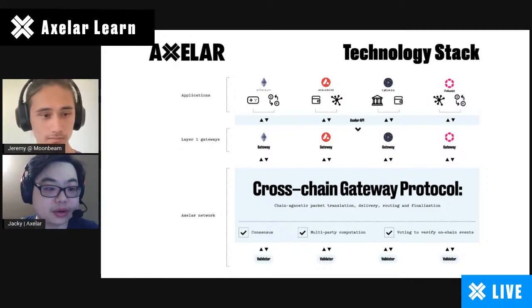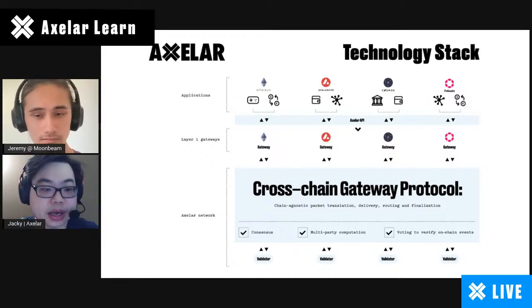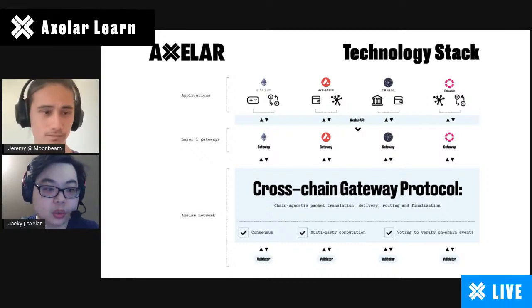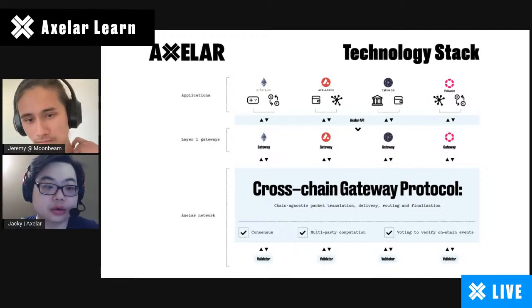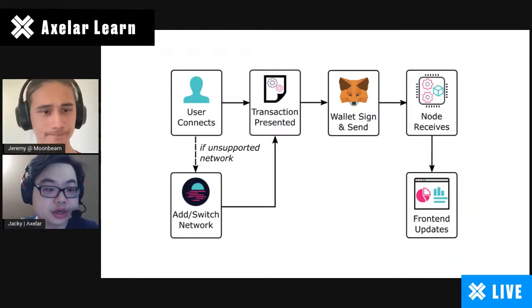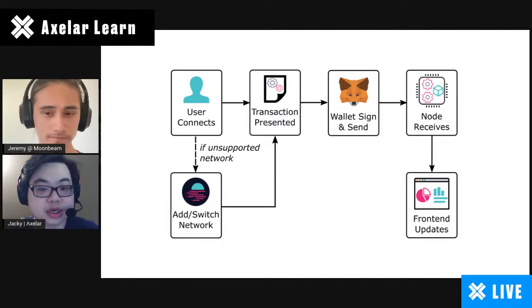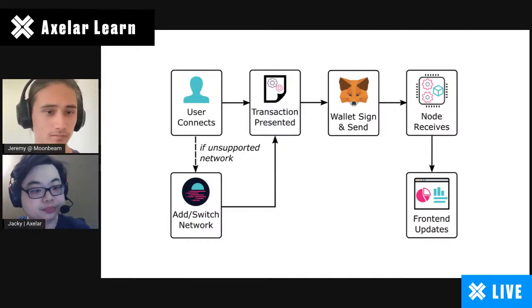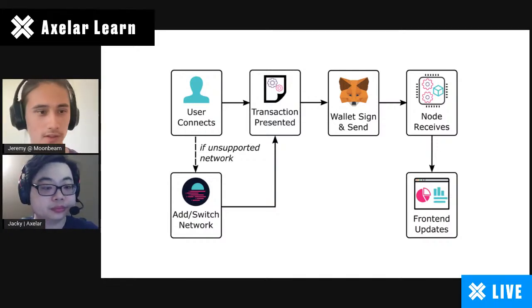So with that out of the way, and with a quick overview of how Axelar works, let's take a look at what a typical Web3 dApp user experience looks like, one that is not a cross-chain dApp. Jeremy, would you like to walk through each of these steps and talk about what's going on here? Sure. So this is a simple graph of how the user experience will be in a typical single chain app.